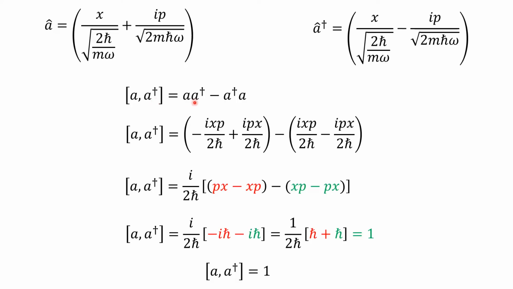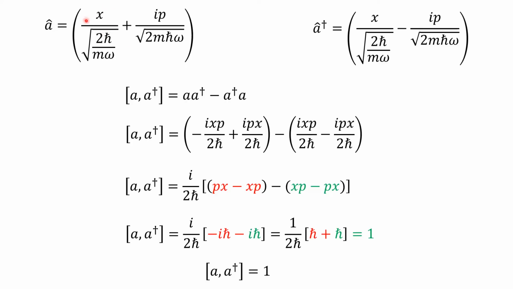The commutation relation of A with A dagger is equal to A A dagger minus A dagger A. First, we will see what A A dagger is. That is, you are going to multiply this and this. If you multiply the operators A and A dagger, X will commute with X, so you can ignore the X terms. So you concentrate only on the cross terms.